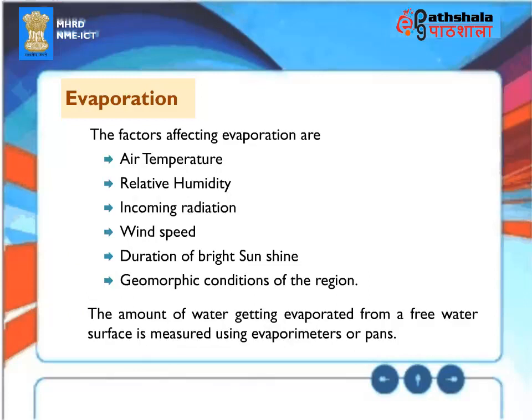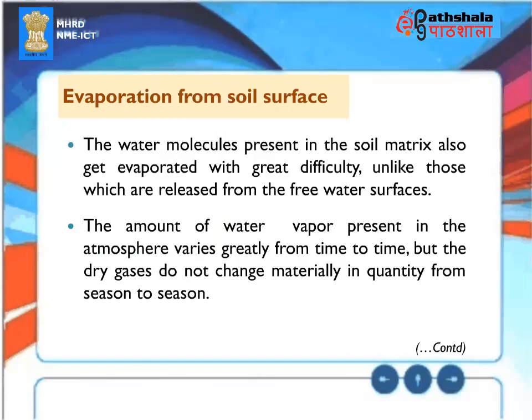The factors affecting evaporation are air temperature, relative humidity, incoming radiation, wind speed, duration of bright sunshine, and geomorphic conditions of the region. The amount of water getting evaporated from a free water surface is measured using evaporimeters or pans. Evaporation from soil surface. The water molecules present in the soil matrix also get evaporated with great difficulty, unlike those which are released from the free water surfaces.